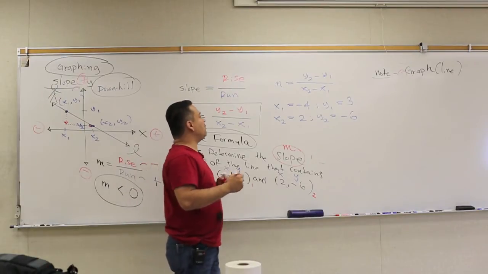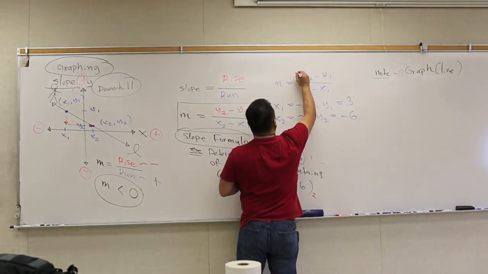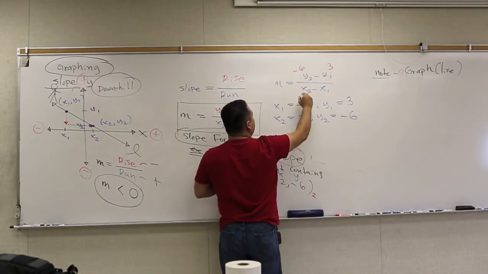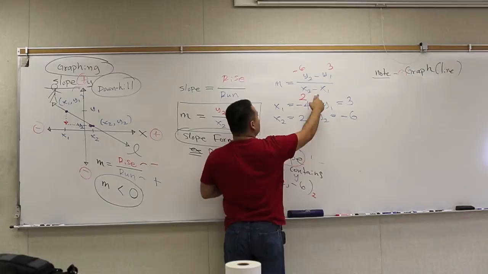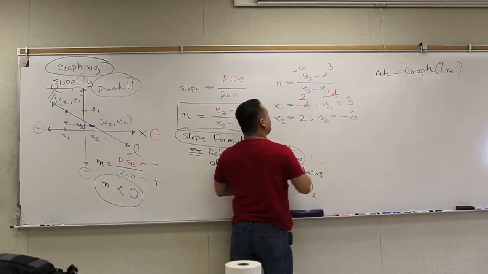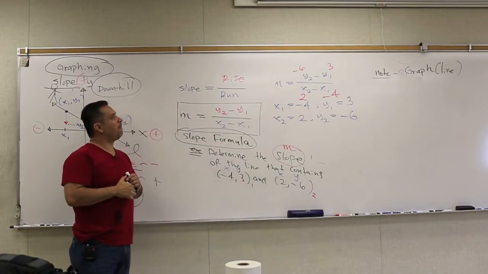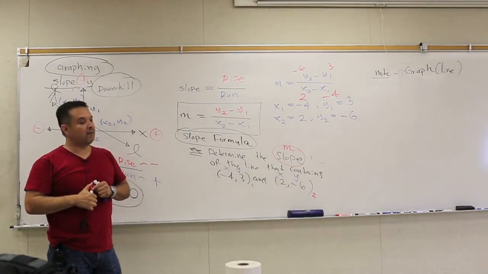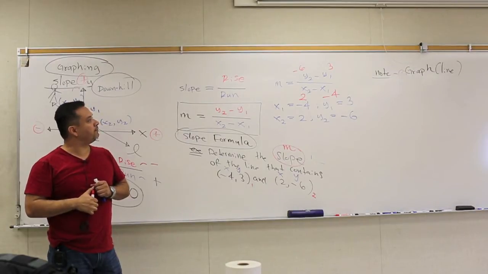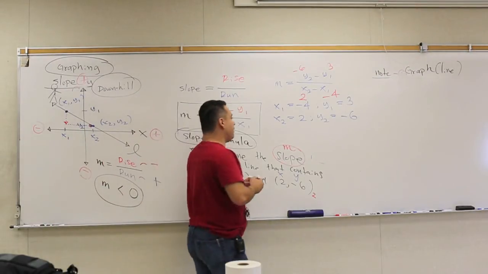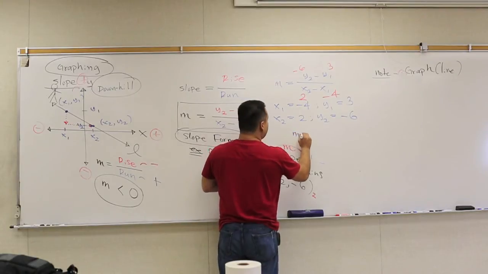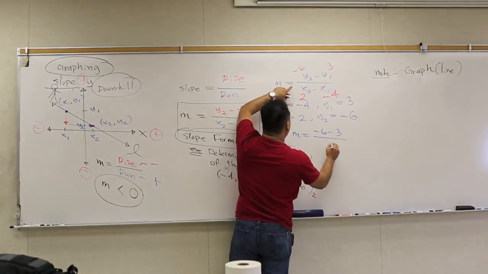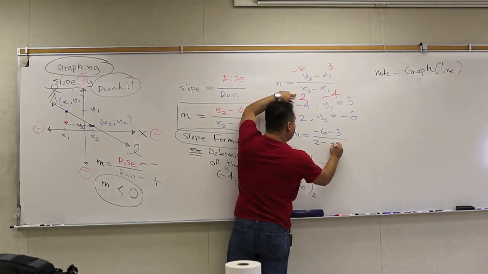So plug this in. Let's see. What's y2? Good. What's y1? 3. Good. What's x2? 2. What's x1? Negative 4. Go back and double check if you have to. Double check. Is everything okay? Looks like to me. All right, here we go. My slope will be negative 6 minus 3 over 2 minus a negative 4.